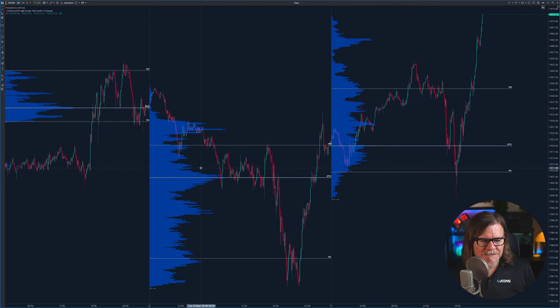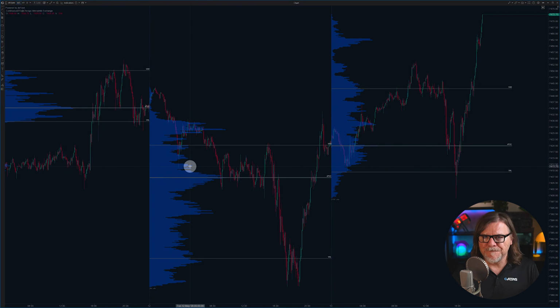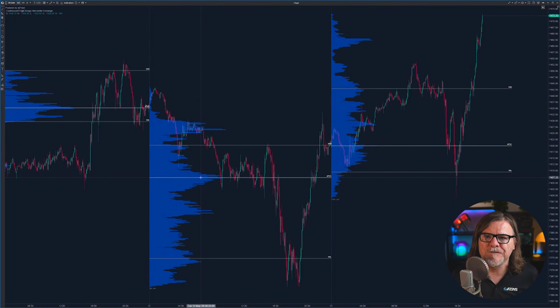We have a price. We have a volume profile here. This is yesterday's volume profile. Obviously, we trade the finished volume profile, not the one that develops. You can trade it as well, but let's focus on the volume profile from yesterday.